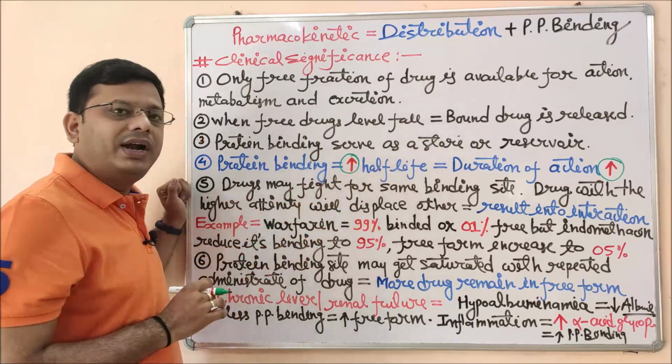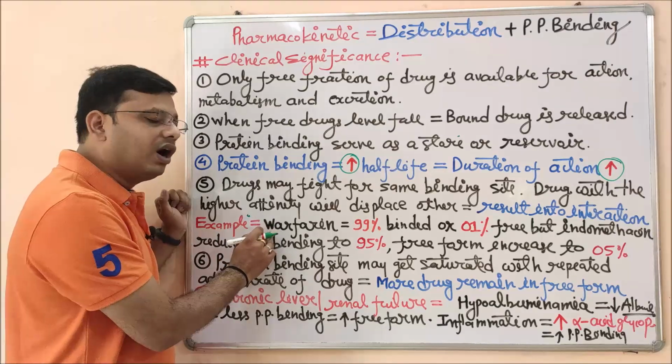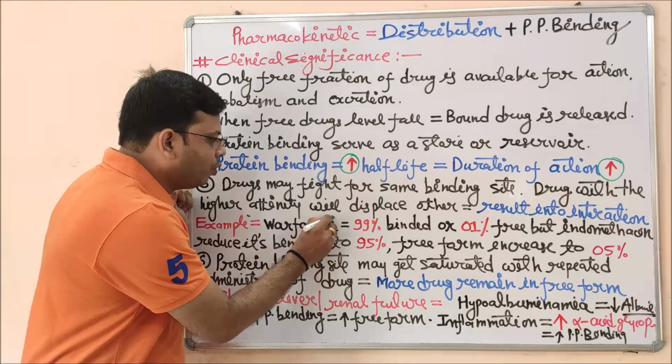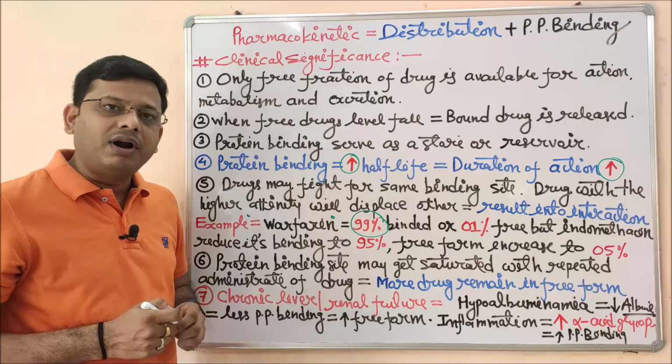To help you understand this concept better, I am giving you an example. The example is warfarin, because in the last slide we studied warfarin. This is one of the most important drugs, which is 99% bound with plasma protein. What is the meaning of that?